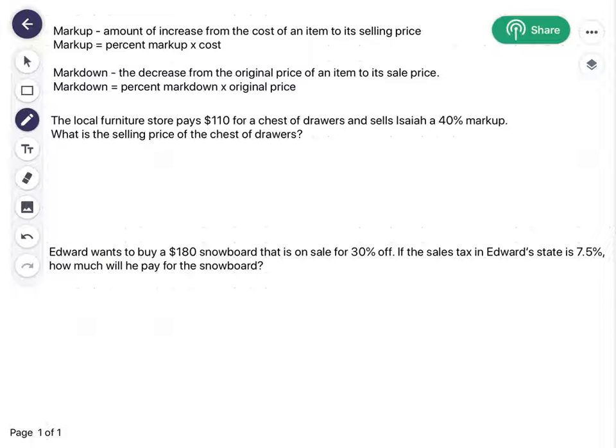Lesson 3.5 is about markups and markdowns. I'm sure you've all heard of these when you go shopping and your parents talk about it. So markdowns are when things are on sale. The price is marked down.